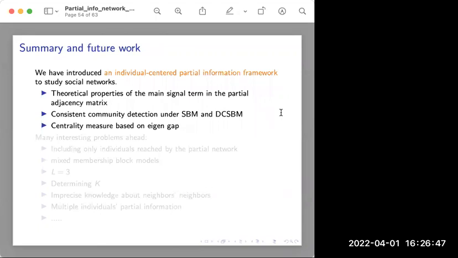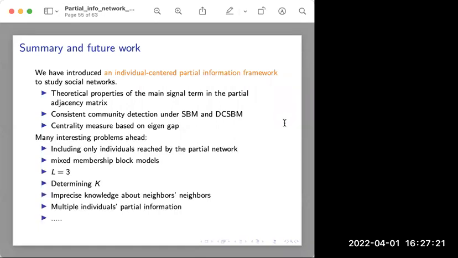So let me sum up what we have done. We have introduced an individual-centered partial information network to study social networks. In order to do global community detection, we first derived the theoretical properties of the main signal term in the partial adjacency matrix. Then we showed how we can develop consistent community detection algorithms under two concrete models. And as a byproduct of our analysis, we also propose a new centrality measure based on the eigengap.